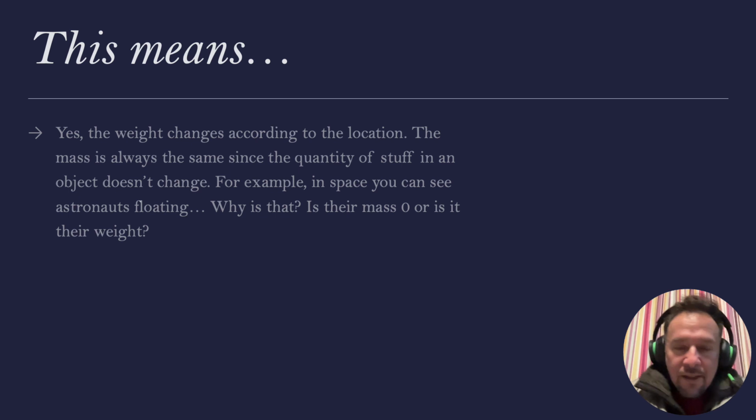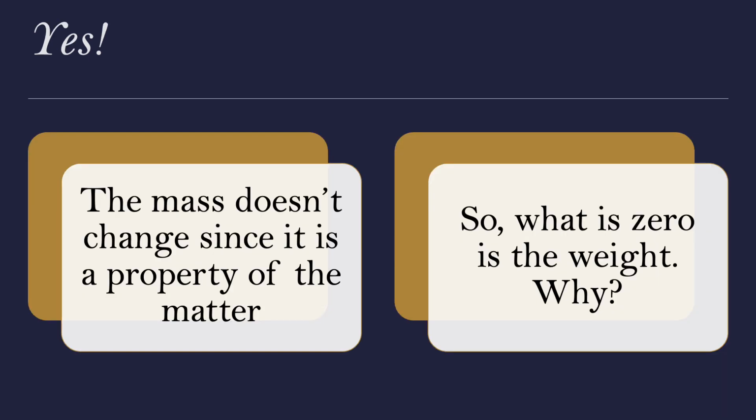For example, in space, you can see astronauts floating, right? So why is that? Is it because their mass is 0, or is it their weight? Exactly, okay, so the mass doesn't change, okay, remember that, because it is a property of the matter. So what changes is the weight because of the location. So the weight is 0 in space. Why is that?